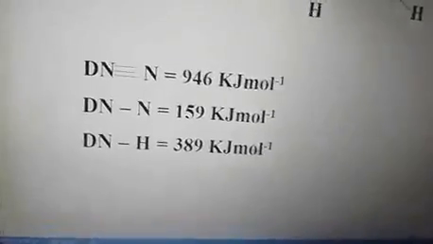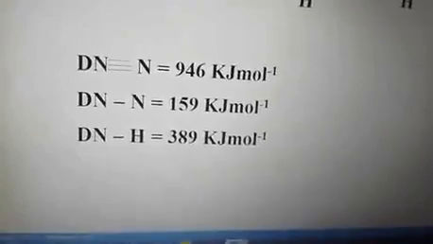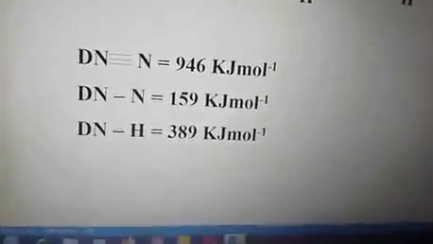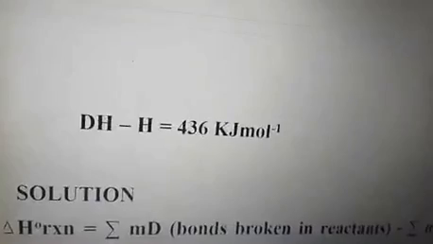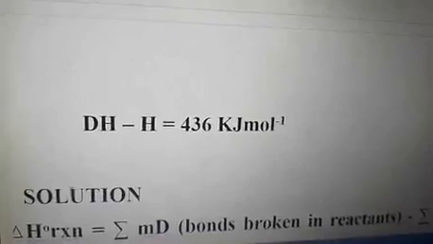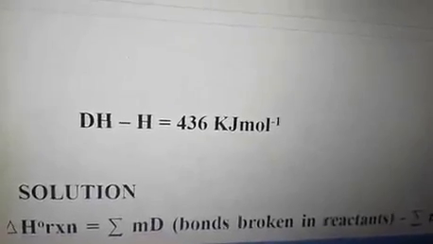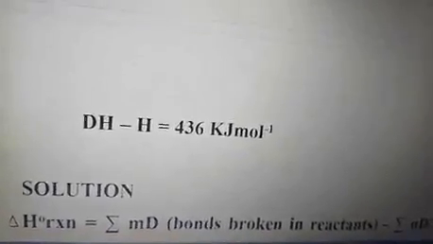Then the bond energy of nitrogen to hydrogen is 389 kilojoules per mole. We need 389 kilojoules to break a nitrogen to hydrogen single bond. Then we go ahead. The bond energy of the hydrogen to hydrogen single bond is 436 kilojoules. That means we need 436 kilojoules of energy to break a hydrogen to hydrogen single bond. So, go to the solution.